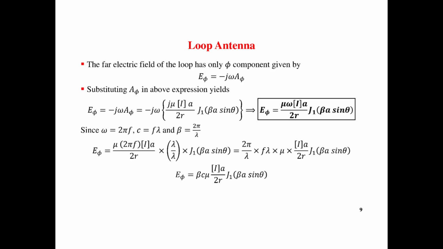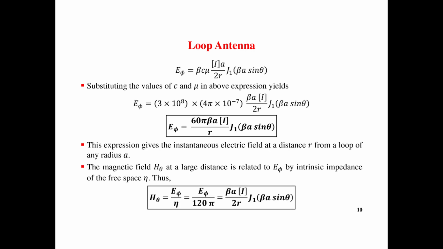Substituting the value of A_φ in the field equation, E_φ equal to j omega A_φ, E_φ equal to mu omega a I by 2r J1(beta a sin theta). So E_φ is equal to mu 2 pi f I a by 2 pi r into J1(beta a sin theta). Finally you will get the electric field component E_φ equal to 60 pi beta a I by r J1(beta a sin theta).